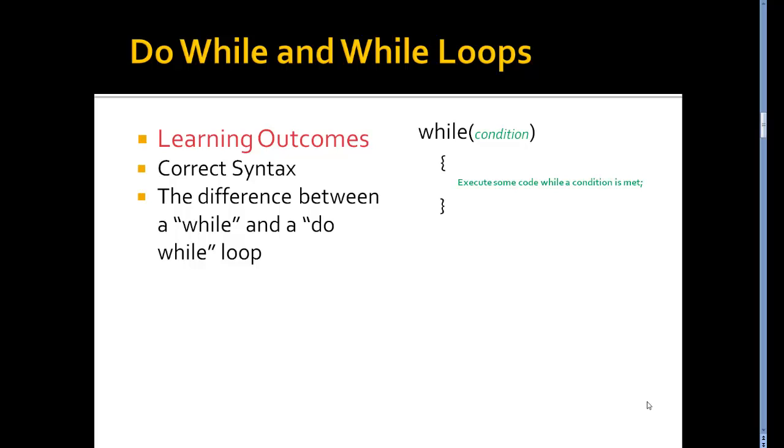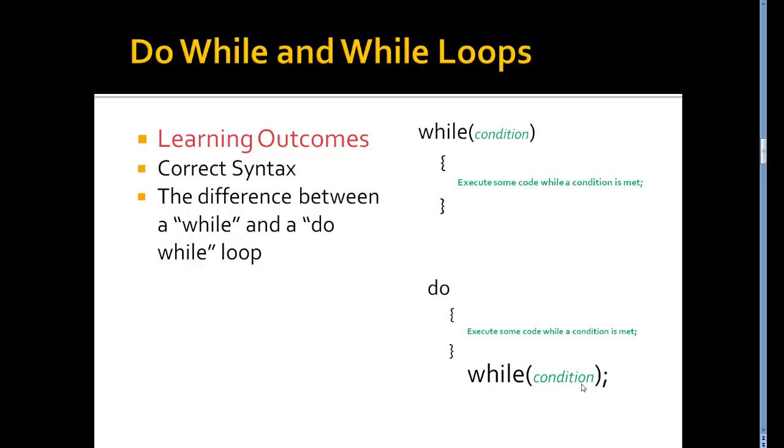As you can see here, I've written a while loop, and while a condition is being met, we're going to execute whatever is in between the braces. So the syntax there is while, a set of parentheses, an opening brace and a closing brace. While the condition is met, this code will be executed. We also have a do while loop, and that's written this way: do this code while a condition is being met.